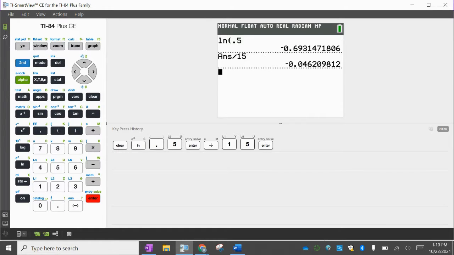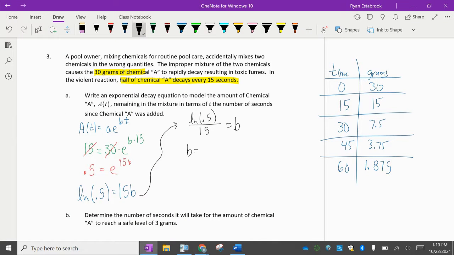I got negative 0.0462. I'm going to write down that number, but it is rounded. I really don't want to use rounded numbers unless I really have to. We'll see if this comes into play later on. But for this part, it says write the formula for A of t.